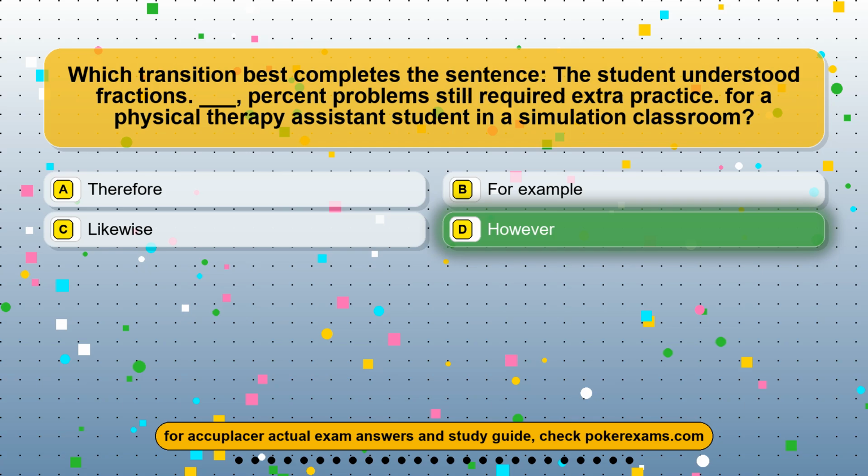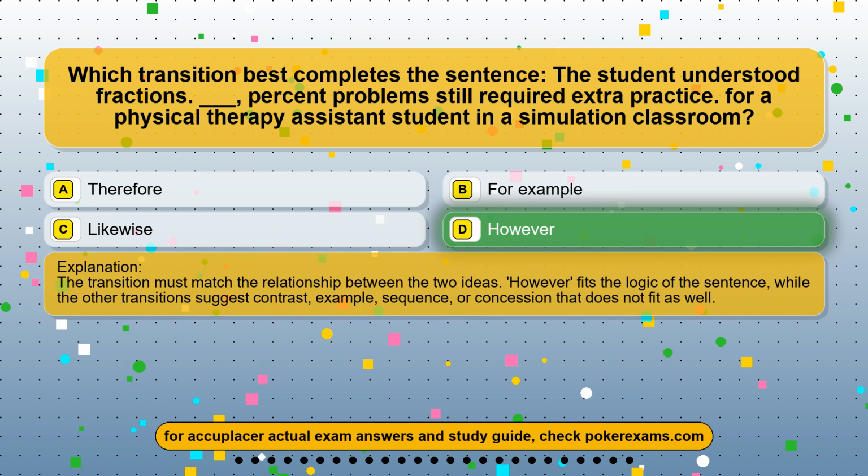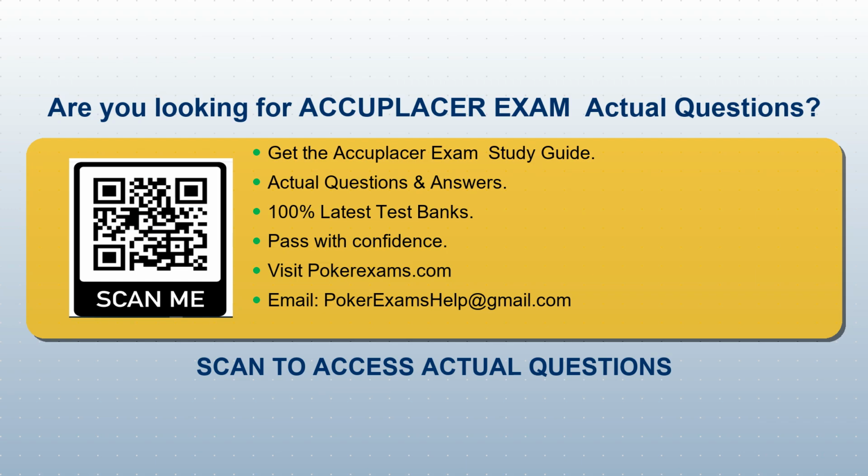The correct answer is option D. However. The transition must match the relationship between the two ideas. However fits the logic of the sentence, while the other transitions suggest contrast, example, sequence, or concession that does not fit as well.